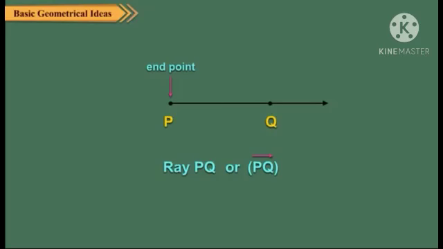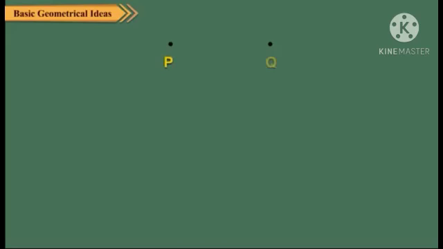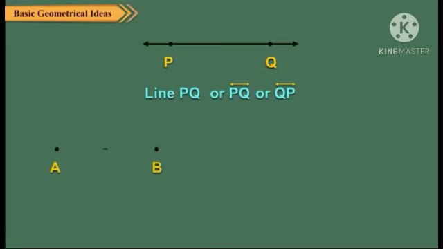If we extend the line segment PQ indefinitely in both directions, we get a line PQ. It is denoted as PQ or QP. Clearly, it has no definite length and no endpoint. Note that usually we use the term line for the segment. Geometrically, a line segment is different from a line.